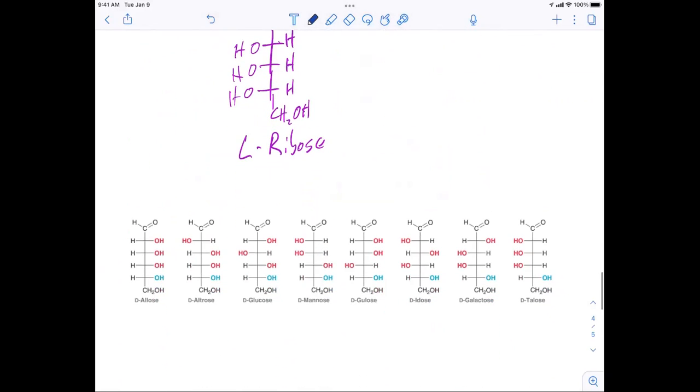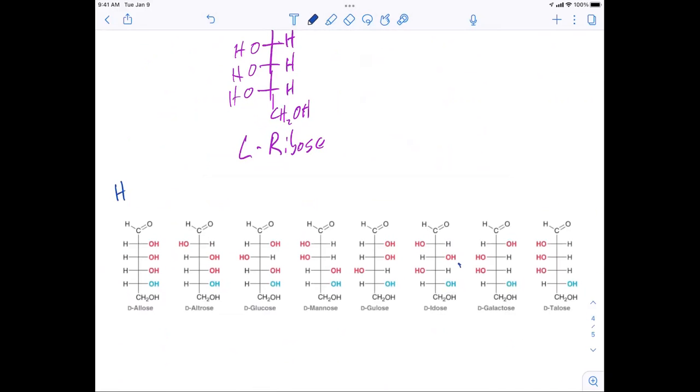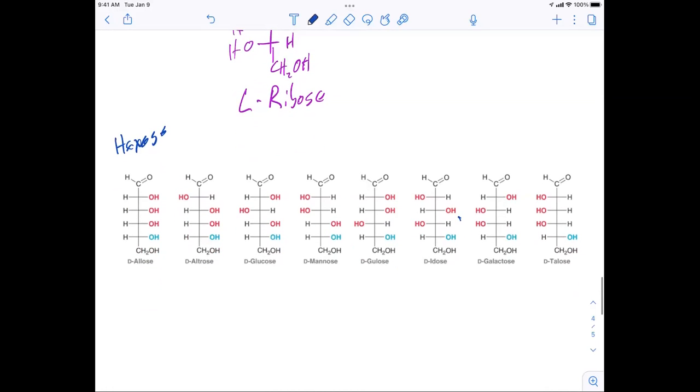If we look at these, these are our 6 carbon sugars, right? So hexose, 6. Again, all D, these are the natural ones. Allose, altrose, glucose, right? That's an important one. Mannose, you'll see that one. Galactose, if you are lactose intolerant, galactose is the sugar in lactose that makes that. We'll talk about lactose in a little bit.